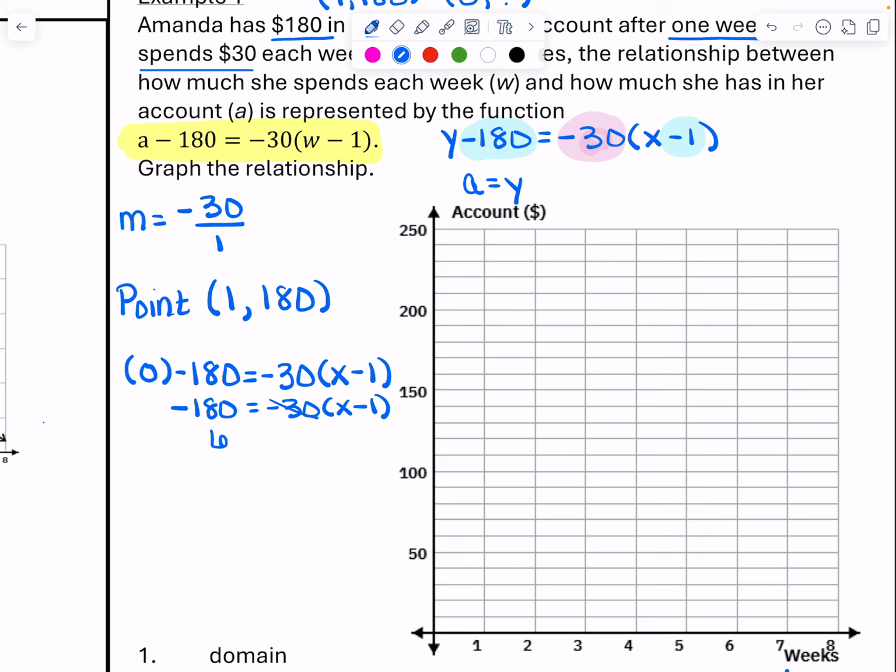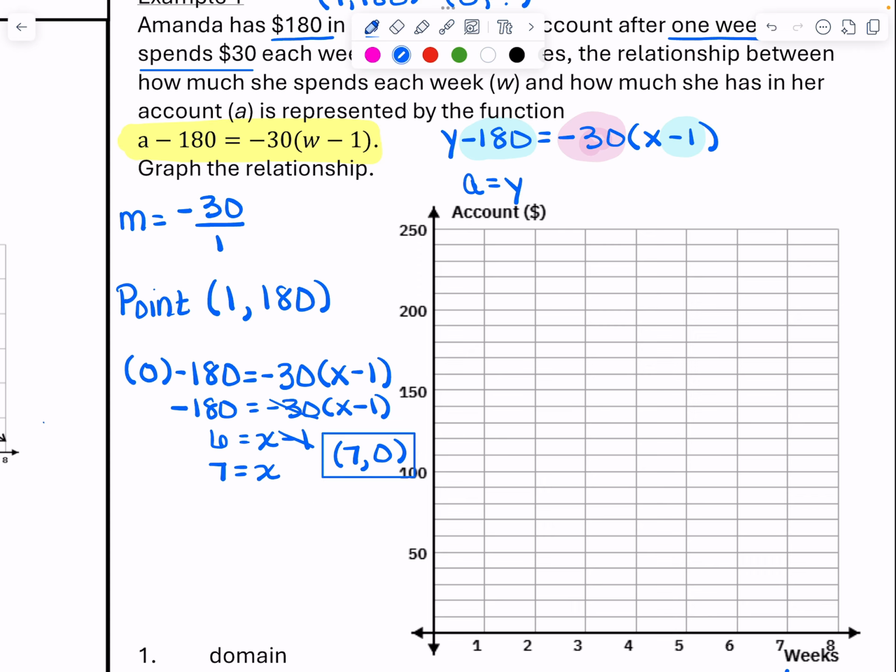So then I have 6 equals x minus 1. Add 1 to the other side. So I have 7 is equal to x. So my x-intercept was 7, 0.